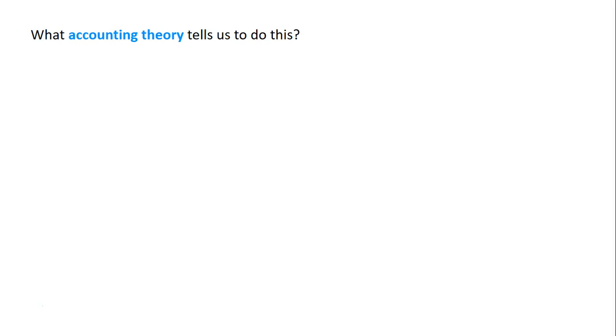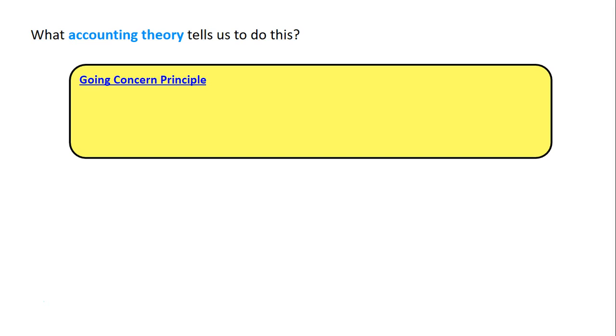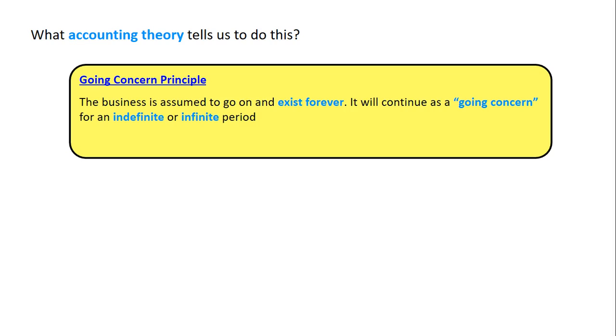But what accounting theory tells us to do this? It seems a bit abstract and a bit vague at the moment, so let's put it back into some terms that we would have studied. We've got what's called the going concern principle. It says we assume the business will exist forever. It will continue as a going concern for an indefinite or infinite period.